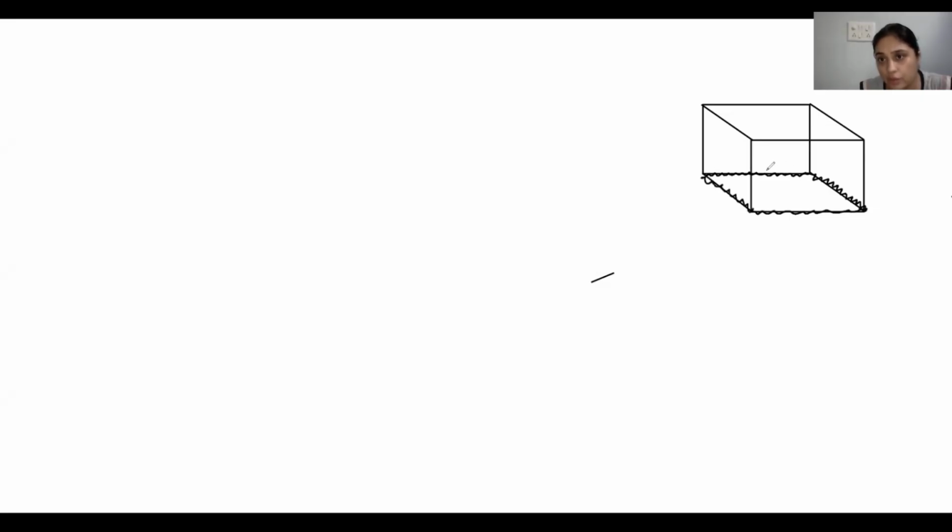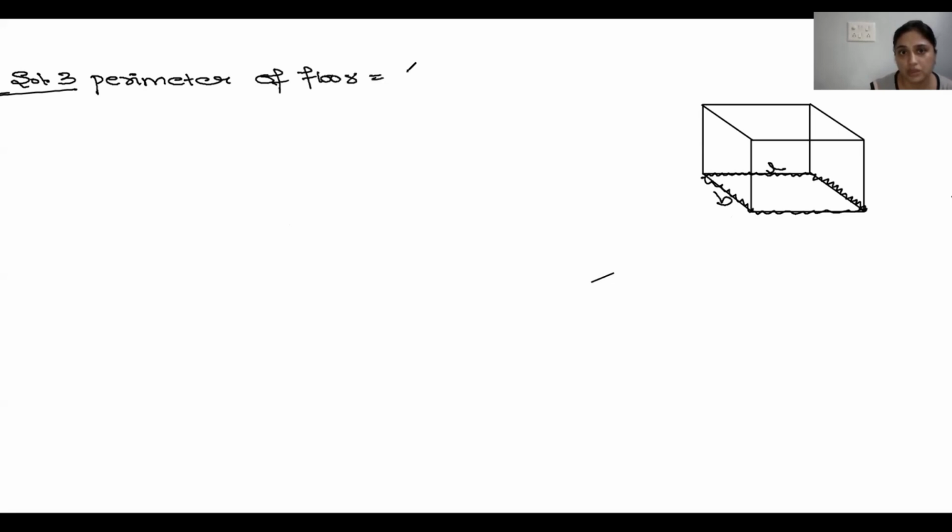So when you are talking of a floor, you are provided with the length and breadth. What do you have? You are talking about length and breadth. Now, we are given the perimeter of the floor. So let us solve this question. We are provided with the perimeter of the floor, which is equal to 250 meters.